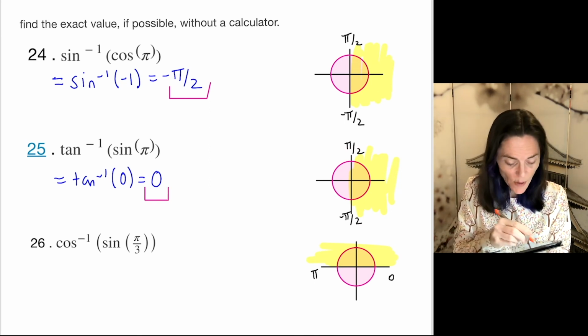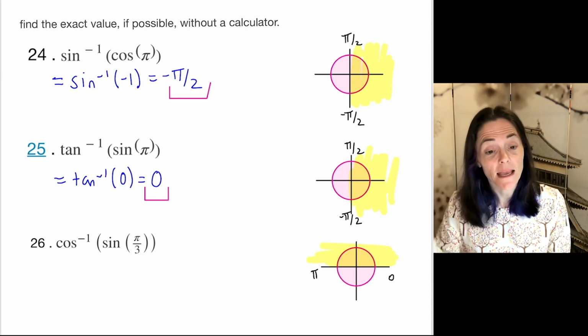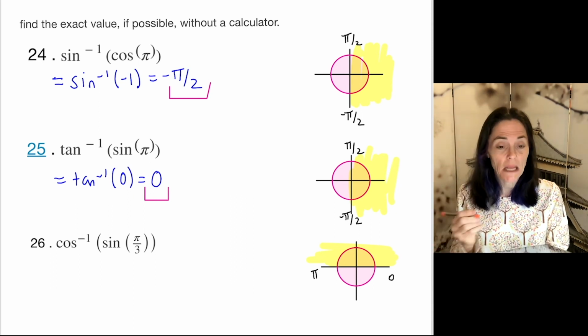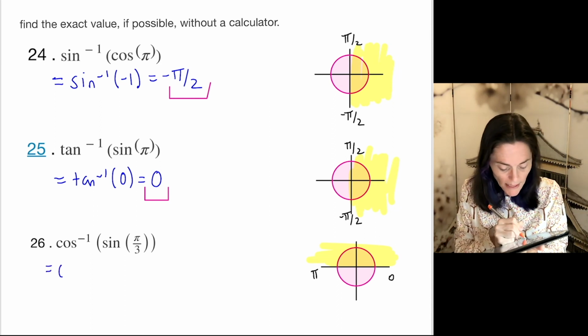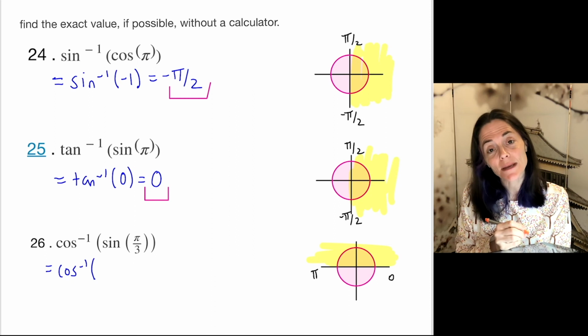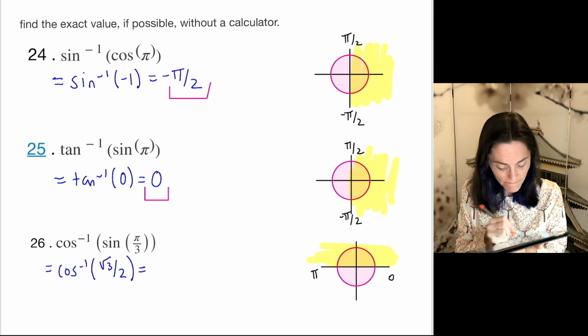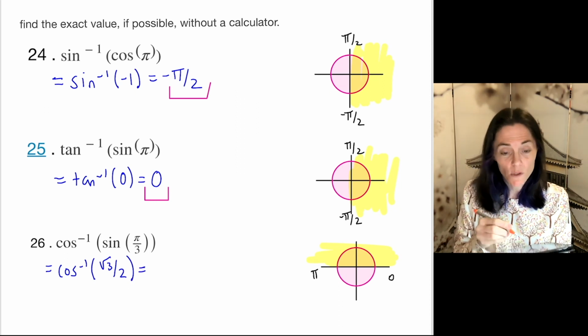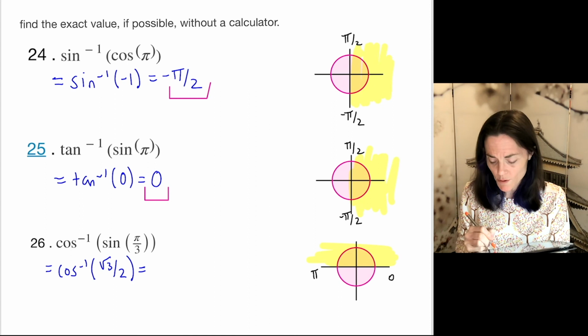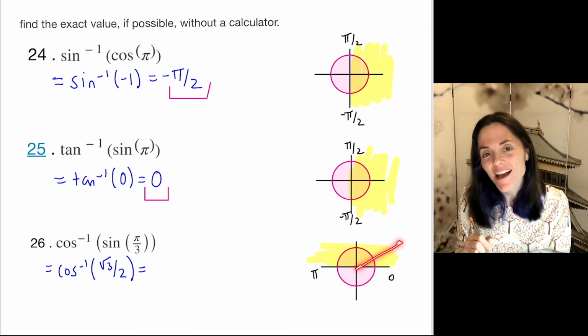Now, last problem, we want cosine inverse of the sine of pi over 3. So this will be cosine inverse of, well, sine of pi over 3 is square root 3 over 2. And the cosine inverse of square root 3 over 2, well, this is in quadrant 1. It will be, say here, this will be pi over 6.